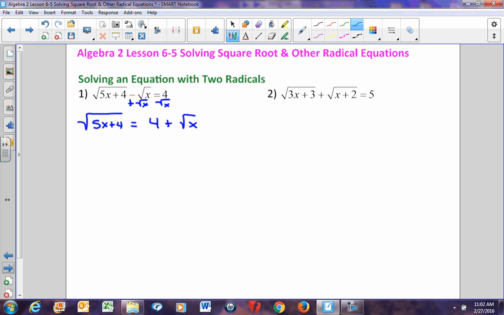Okay. So now I can square both sides. Be careful when you square the right-hand side. The left-hand side squares really easily. It becomes 5x plus 4. The right-hand side does not square all that easily.